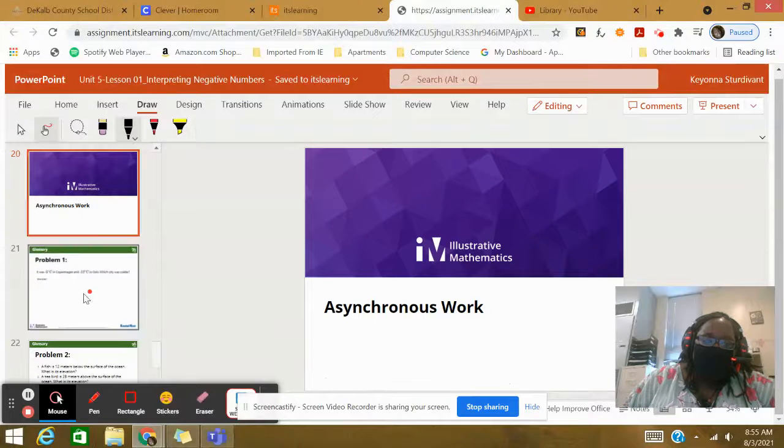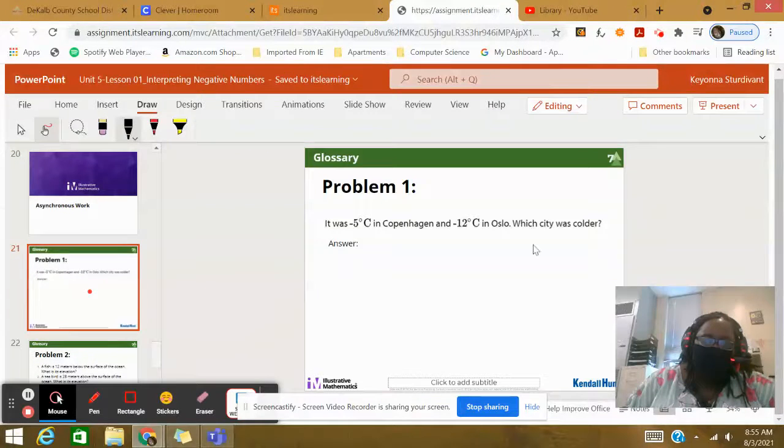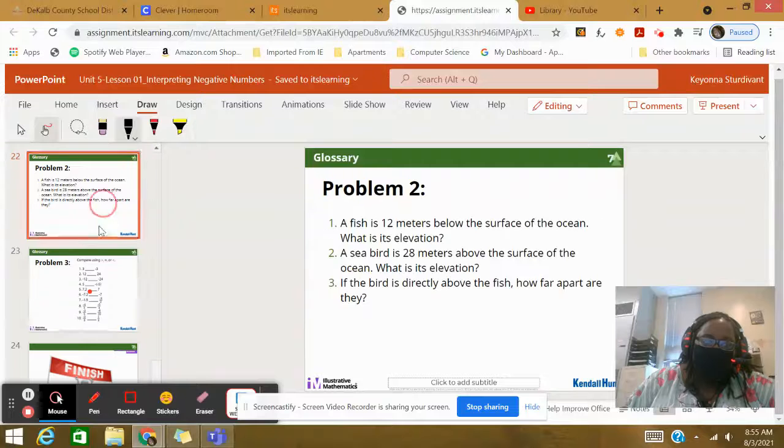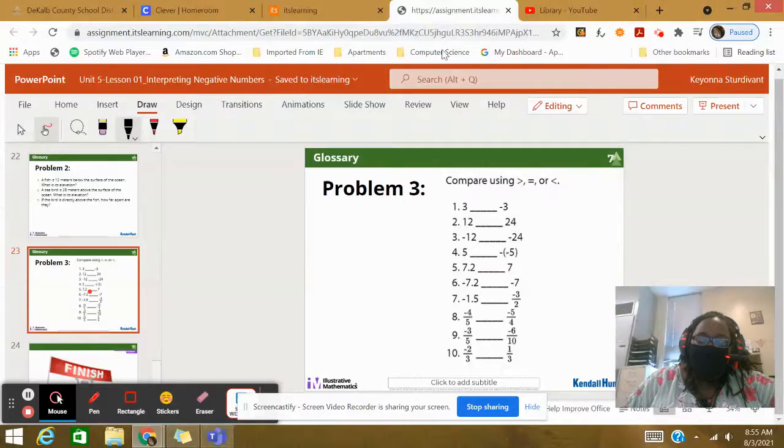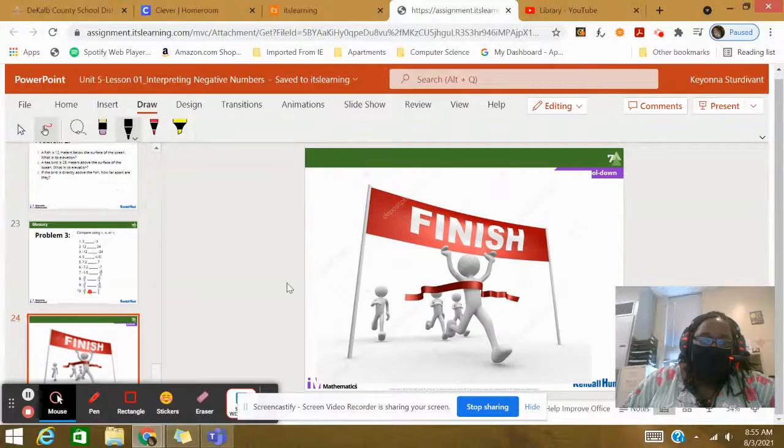The asynchronous work, if you are doing a PowerPoint, you're going to complete these 3 slides. And if not, you're going to complete the assignment that is embedded within the packet. And that's pretty much lesson 1.